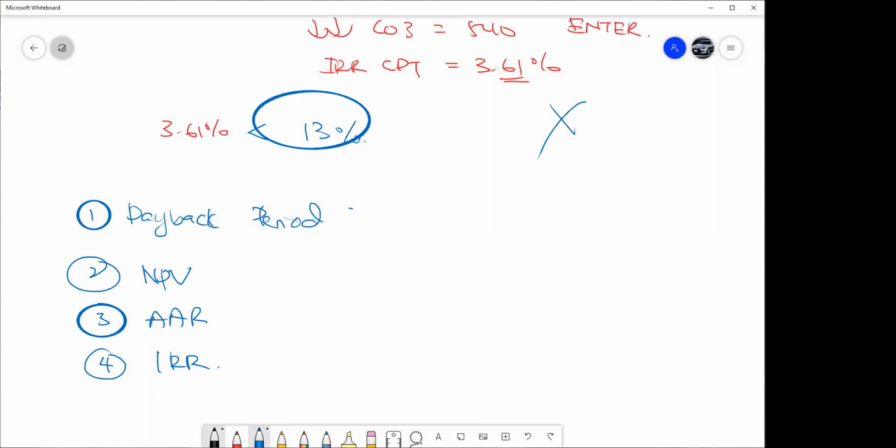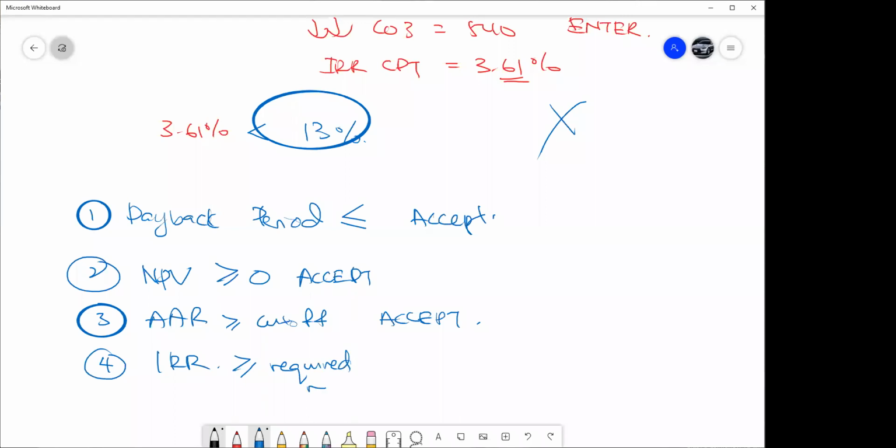So for all of these, as long as it's more than or equal, then you accept, otherwise reject. For payback period, it depends on the cutoff. If it's more than the cutoff, reject. If it's less than or equal to the cutoff, you accept. For NPV, as long as it's more than or equal to 0, you accept. For AAR, as long as it's more than or equal to the cutoff, you accept. For IRR, as long as it's more than or equal to the required return, you accept.